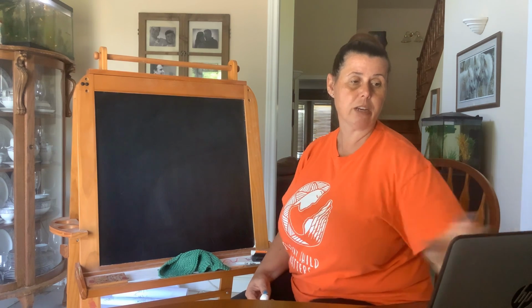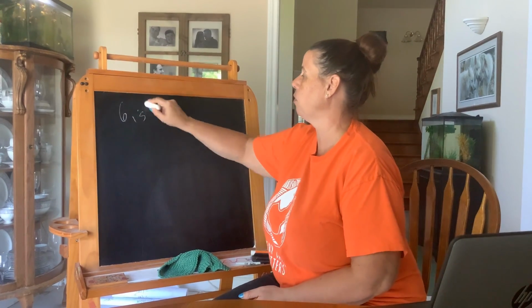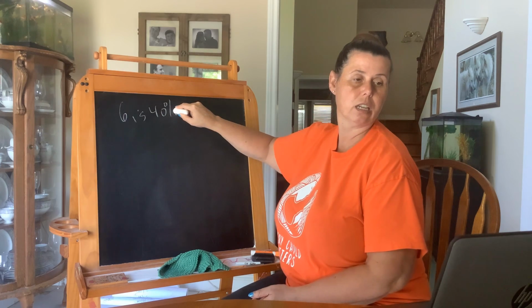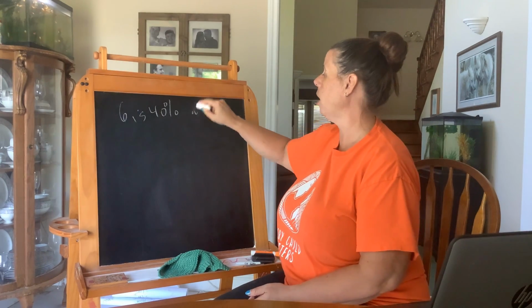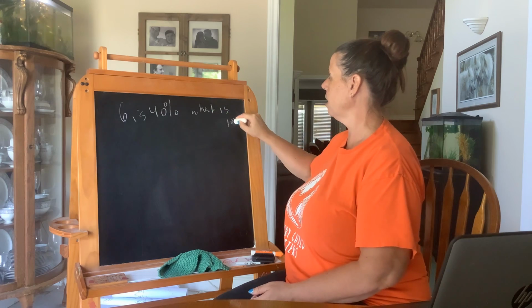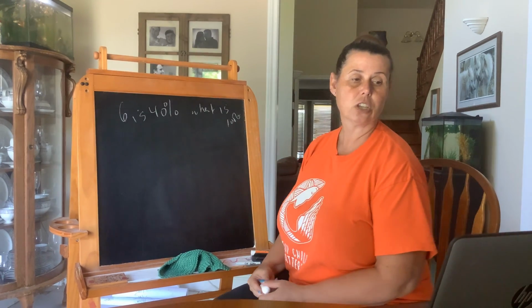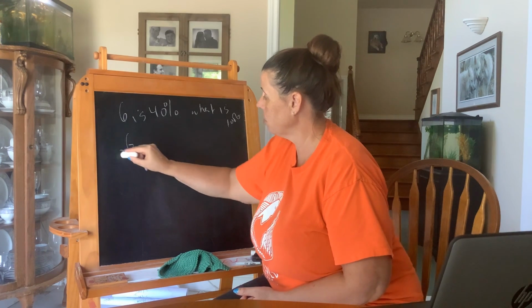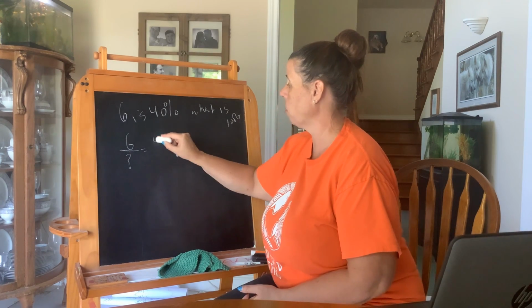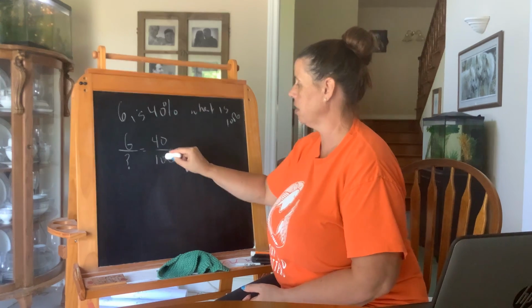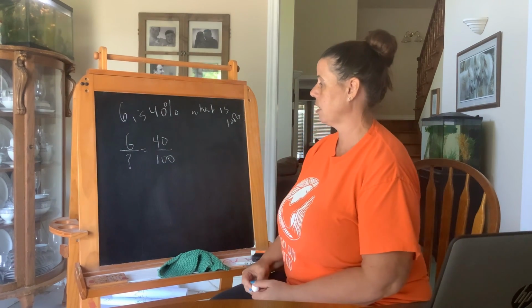Number 7. What do we got here? Oh my goodness, all the way to 12. Okay, 7. Write a proportion to represent the percent problem. Find an equivalent ratio to rewrite the proportion and solve the new proportion. Okay, if 6 is 40%, what is 100%? So 6 out of something is 40%. 40 over 100, right? I can't get from 6 to 40.